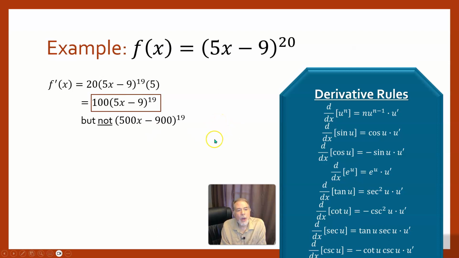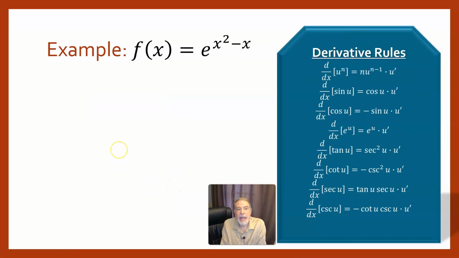Now, do you see why we can't multiply through here and leave our answer as 500x minus 900 to the 19th power? Do you see why that doesn't work? It's because the 100 is not being raised to the 19th power, but the 5x minus 9 is. So the 100 cannot go inside the parentheses, because then it would be part of what's being raised to the 19th power.